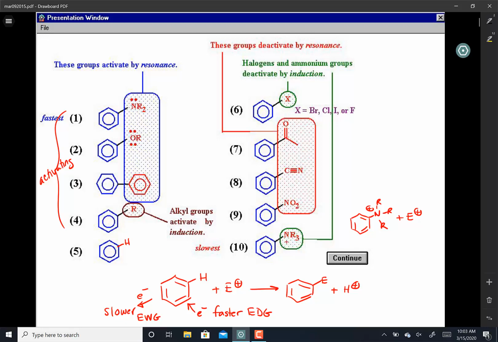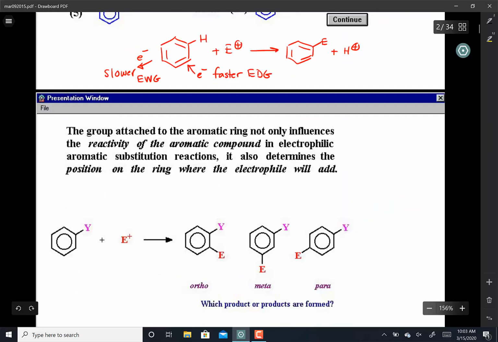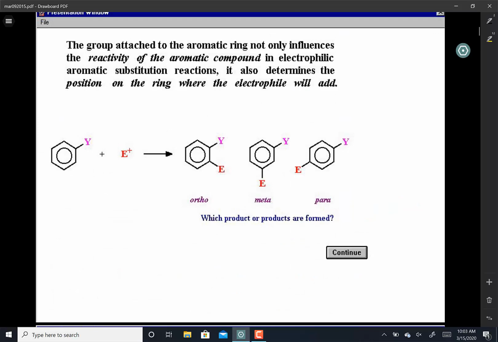So what we also found was that when we attach a group to a benzene ring, it is what is called the directing group. So in other words, this Y group is going to be the director. And as the directing group, it's going to tell the electrophile, do you go to the ortho position, the meta position, or the para position relative to me, being the director.